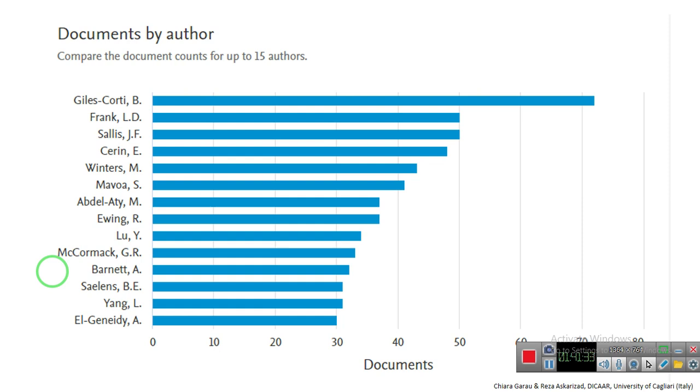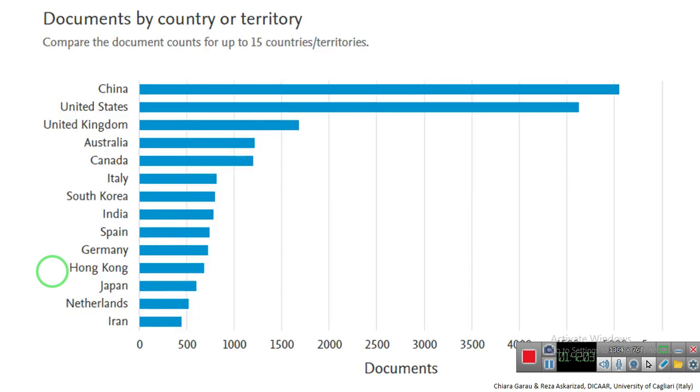In the next graph, we can see documents by author, and we can recognize the most famous and the most important authors in this field who published their research on these research topics. So we can recognize the most important persons and researchers in our field, which is very important.